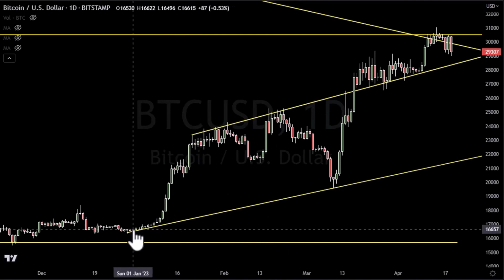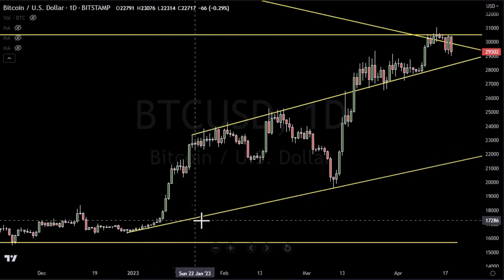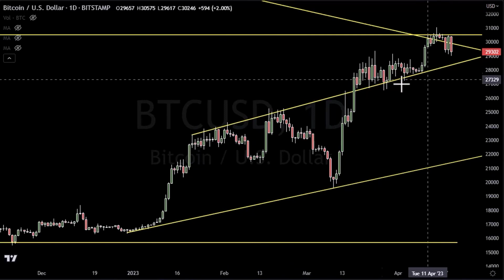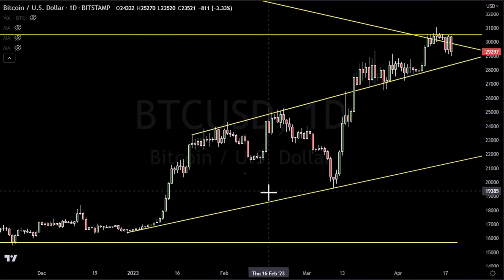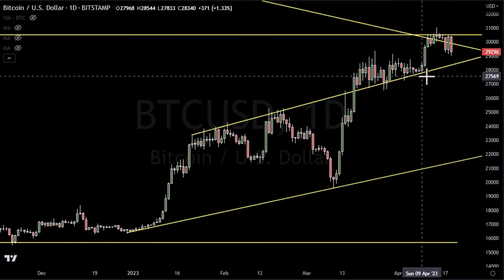In addition, you could make a case that this line is almost parallel to this line, right? Very, very close to a parallel line right here. So again, to me, this is very important.